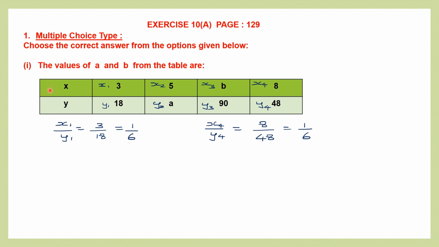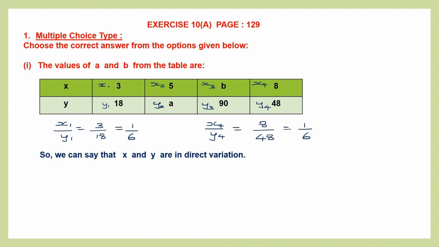So what do we say? x and y are in direct variation, because the ratio of x to y is always constant. It's always 1 by 6. Here also it's 1 by 6. That means here also it should be 1 by 6. So what do we say? We can say that x and y are in direct variation.